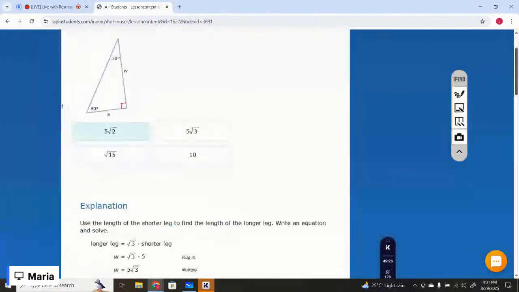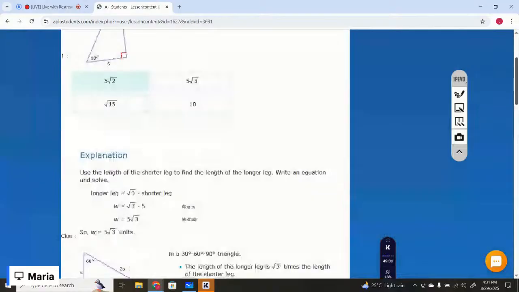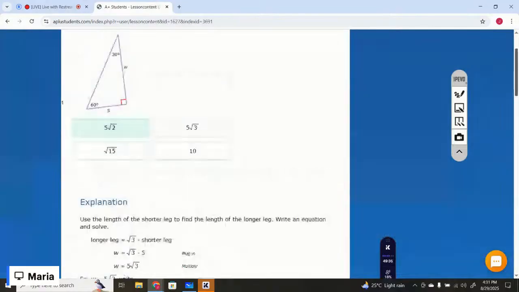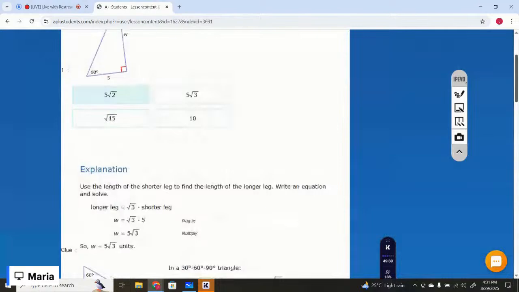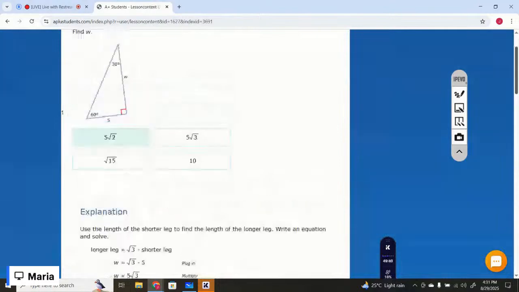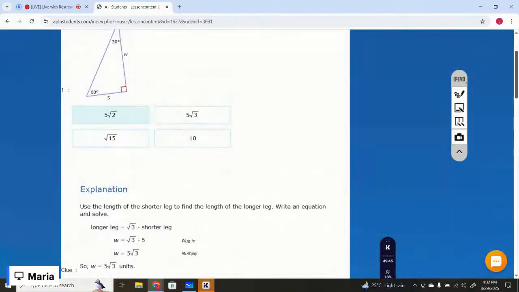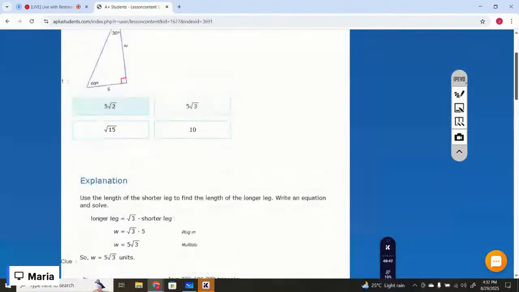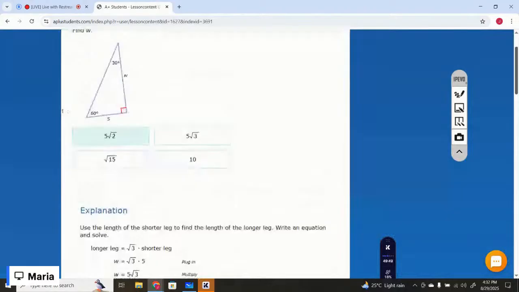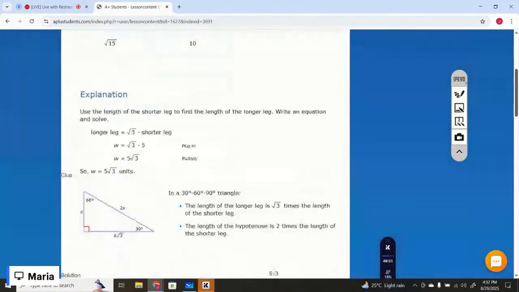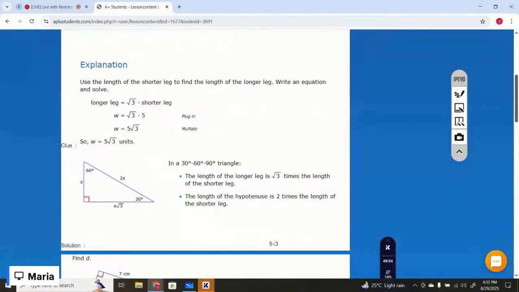Okay, find W. Basically, these are the special triangles that have the measurements 30, 60, 90, right? We need to find the missing side length. So the longer side length equals square root 3 times the shorter leg, right? So that is W equals 5 square root 3.